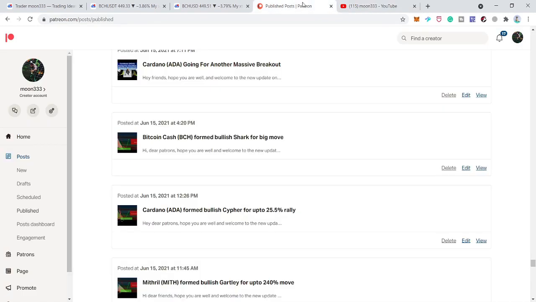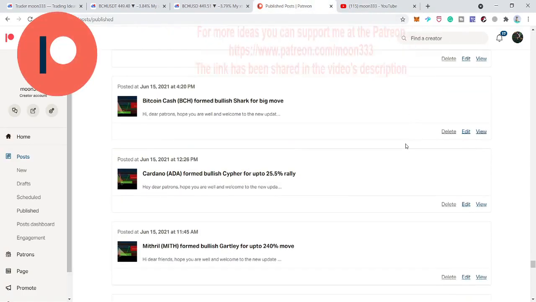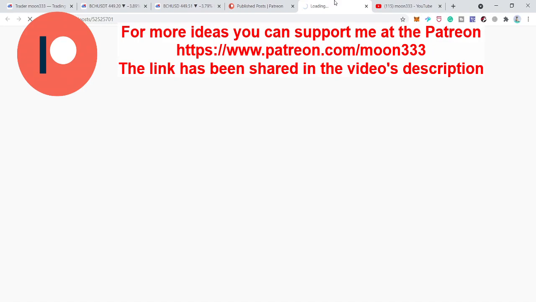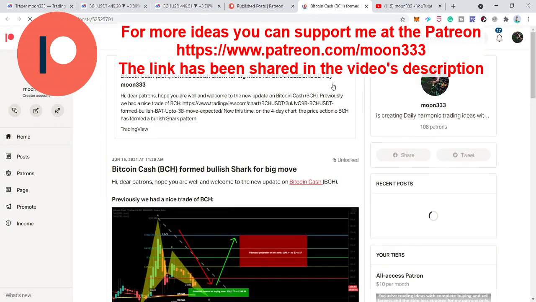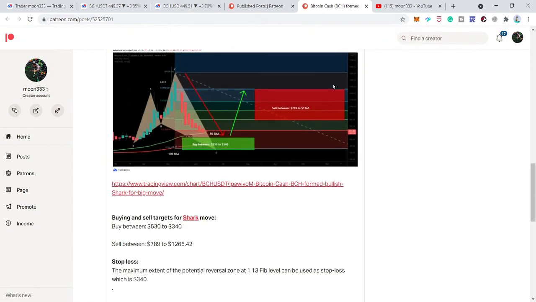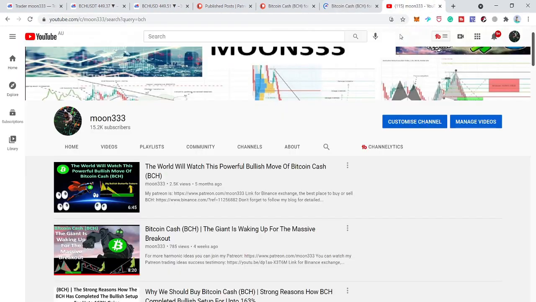On 15th of June, I shared an idea for my members at the Patreon that the price line of Bitcoin Cash can complete the final leg of a very big bullish shark move. And at that time, the price line was moving above the buying zone of a very big bullish shark. Let me show you this pattern. I also shared this pattern in my previous video as well.